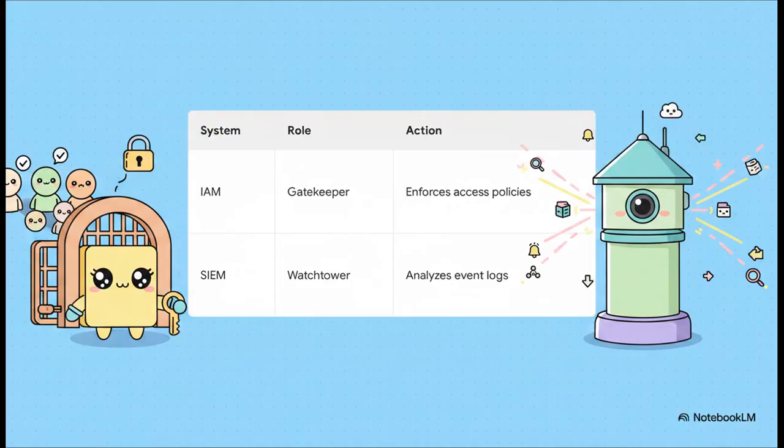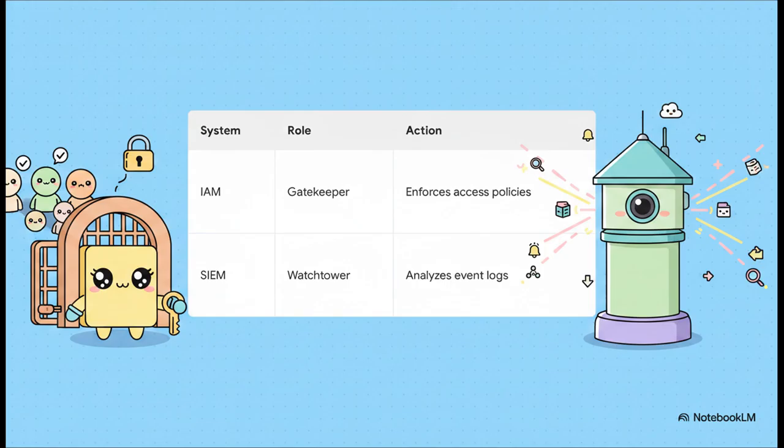To actually pull off this real-time monitoring, we bring in 2 heavyweight tools to work in tandem. On one side, we have Identity and Access Management, or IAM systems. These beautifully manage your user identities, enforce your policies, and log every single access request. Think of IAM as the bouncer at the door, meticulously checking IDs and deciding who gets in.